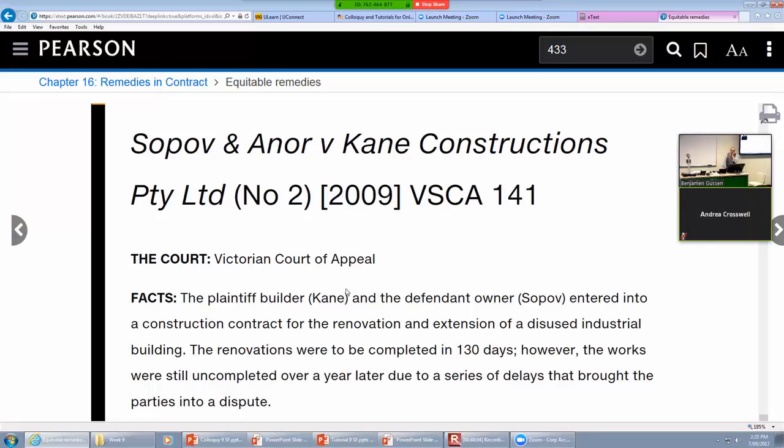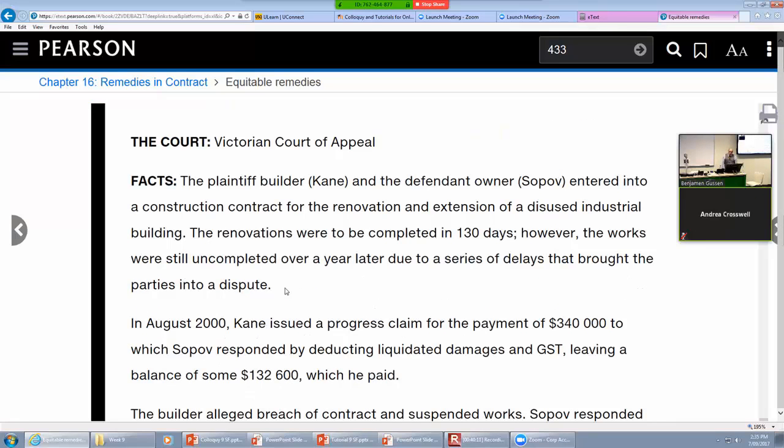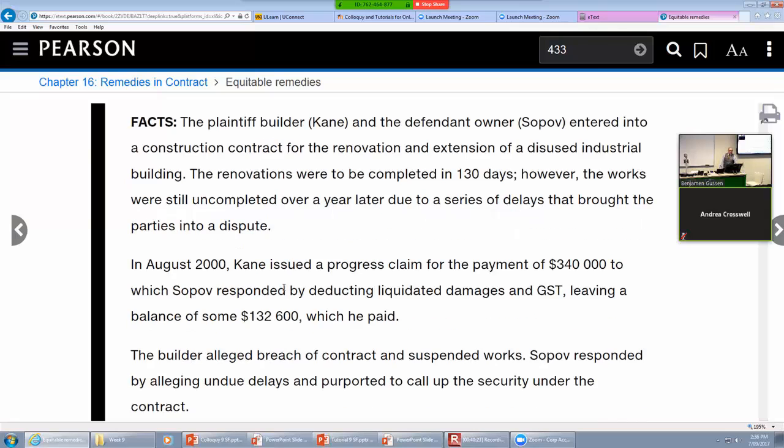So, the plaintiff builder, Kane, and the defendant owner, Sopov, entered into a construction contract for the renovation and extension of a disused industrial building. So far, so good. The renovations were to be completed in 130 days. However, the works were still uncompleted over a year later due to a series of delays that brought the parties into a dispute.